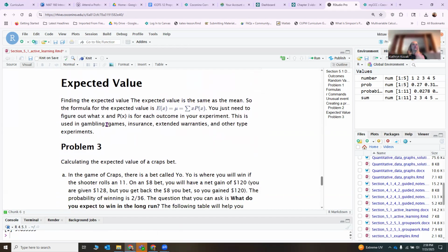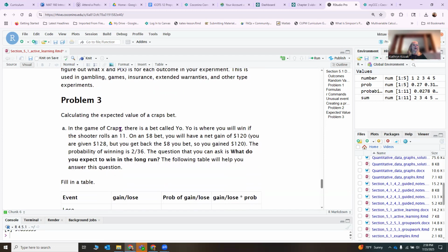Basically, a mean is the expected value. So we've been doing expected values, but we're going to do a little bit more with expected values. Expected value is kind of where you expect the things to go in the long run. So in the long run, how much do you expect to get out of it? Gambling, games, insurance, extended warranty, and other types of these experiments are using expected value. That's actually how your insurance company figures how much to charge you is based on the expected value, and then they add in how much profit they want to get. So we're going to do a problem here of expected value of a craps bet.